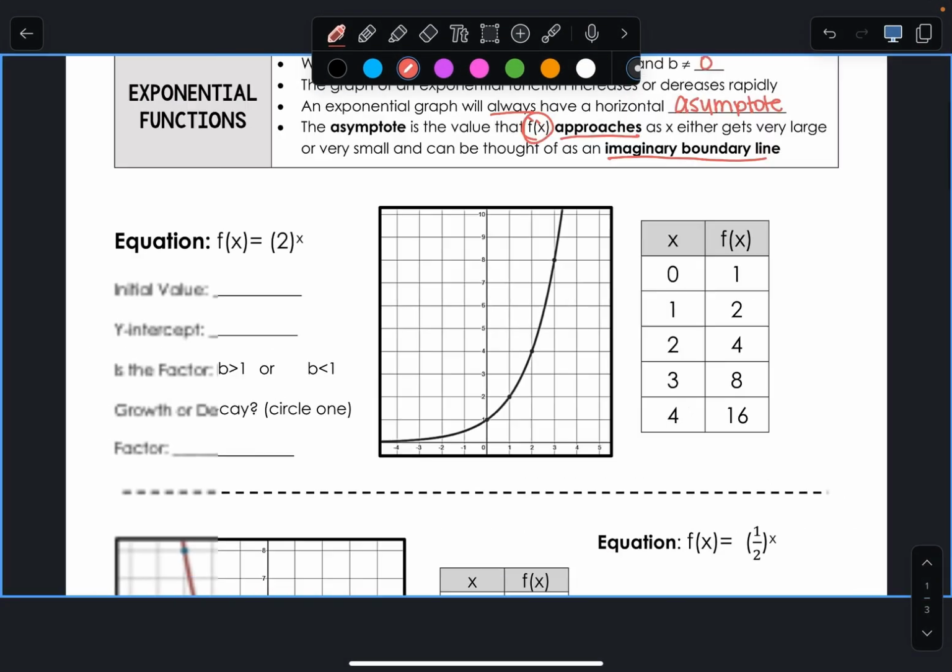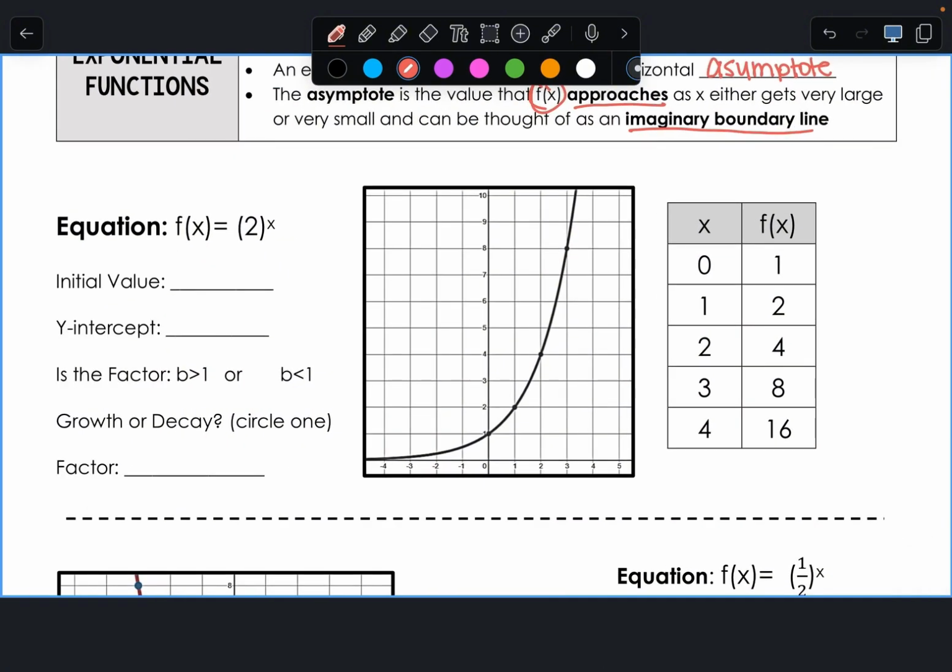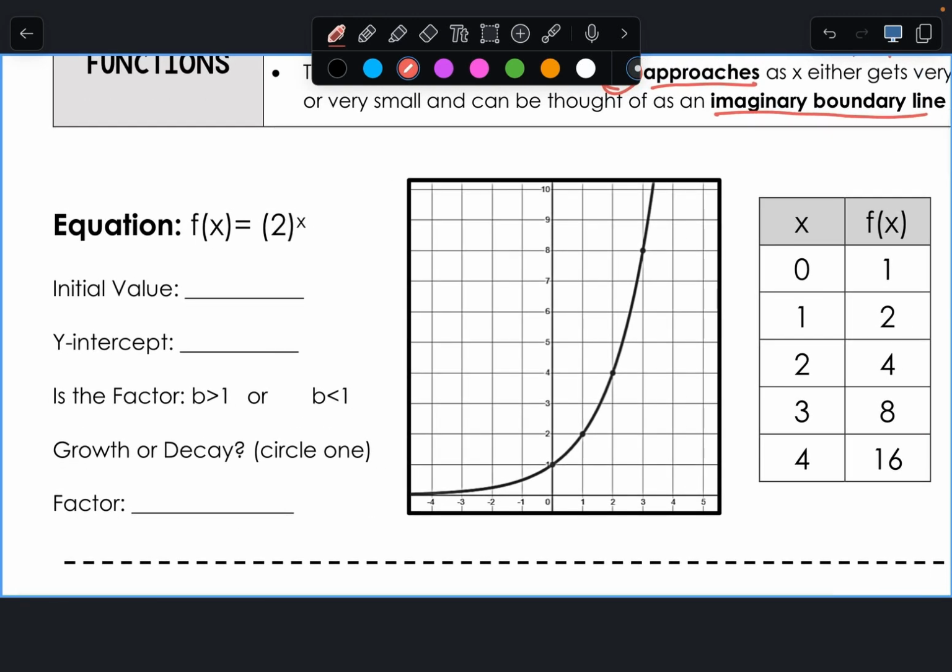Now, we talked about the parts of the equation yesterday. So what is the initial value? How do you know it's 1? You can actually find it in a few different spots. How do you know it's 1? Okay, so if you look at the y-intercept on the graph, the y-intercept is 1. We know that the initial value and the y-intercept are the same thing, okay? So I can go ahead and write that my y-intercept is (0, 1), okay?